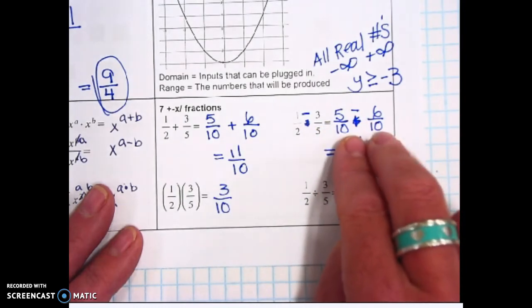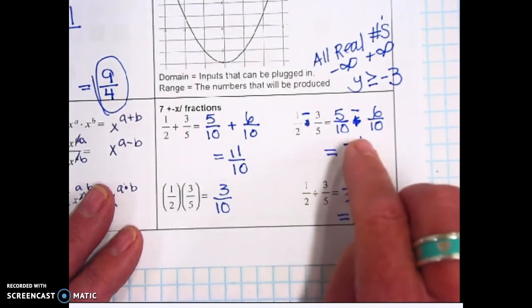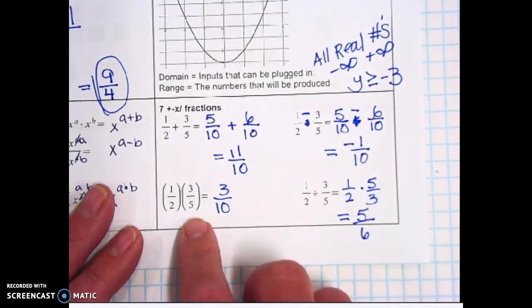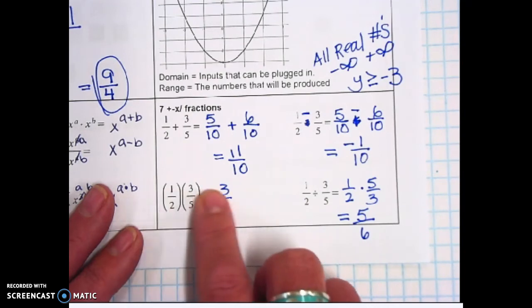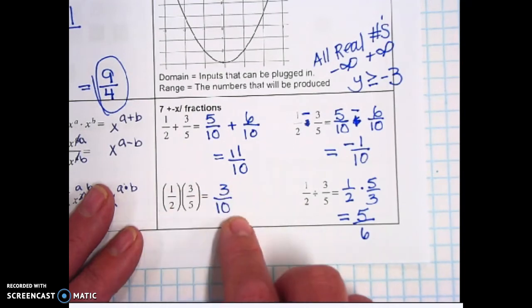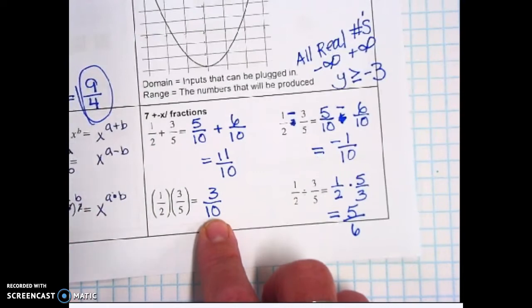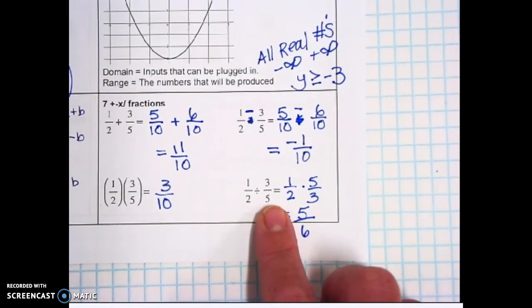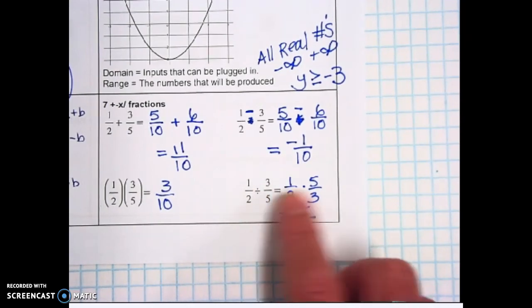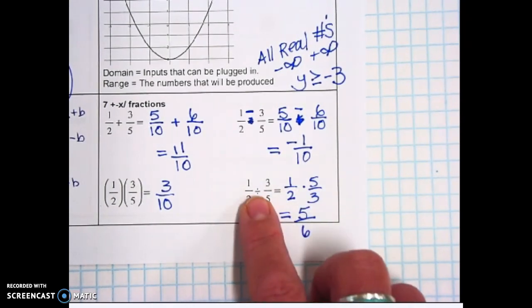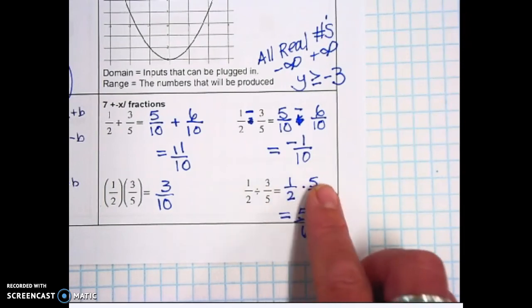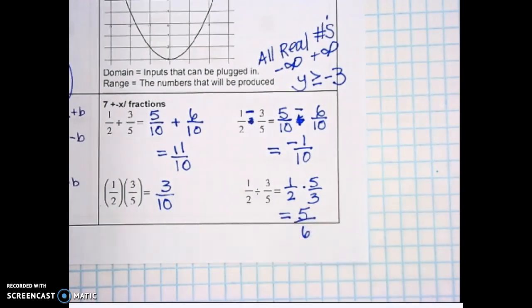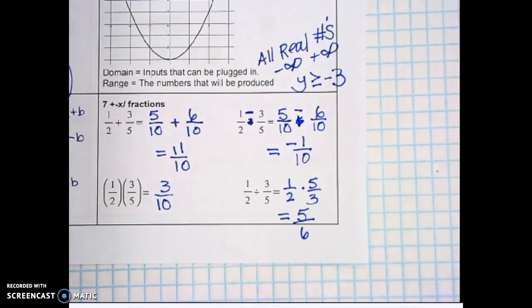So same thing, we need to get common denominators, and then we're going to subtract. So 5 minus 6 is negative 1, so it should be negative 1/10. Multiplying fractions, you're going to just multiply straight across. 1 times 3 is 3, 2 times 5 is 10. If ever you can reduce this, you obviously want to reduce. And then for division of fractions, you want to use the invert and multiply rule. So you're going to flip that second fraction to 5/3, and then instead of dividing, you're going to multiply. So 1 times 5 is 5, and 2 times 3 is 6. And as with multiplication, if you can reduce, then you're going to want to reduce.